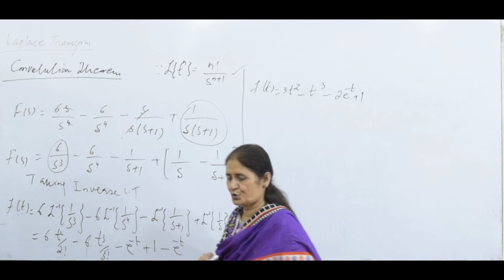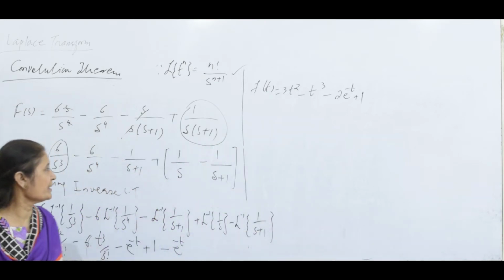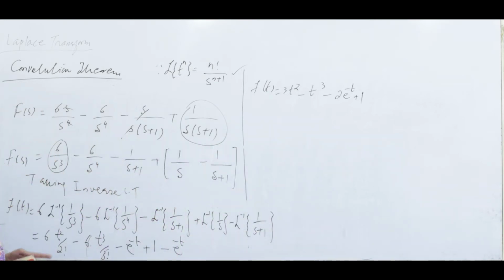So this is the solution of the integral equation in which the unknown function is under the integral sign, as well as you are using convolution to solve.